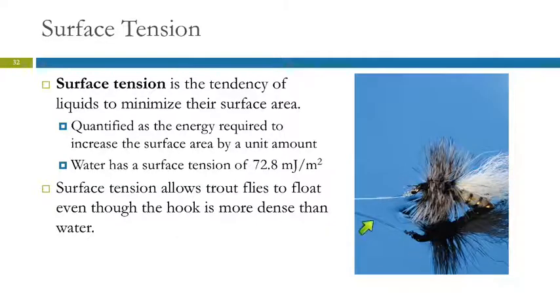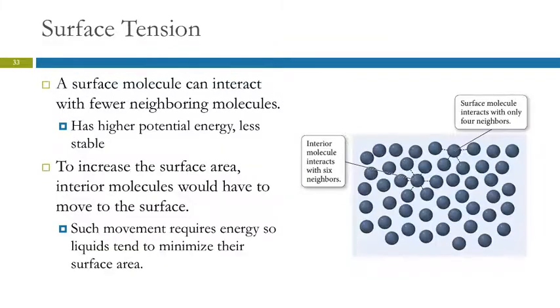Here's another picture demonstrating surface tension. This is a trout fly. That is more dense than water, and yet it can sit on top of the water. You may have seen water skaters, little bugs that skate around on top of the water. They can walk on water. So how does this work?